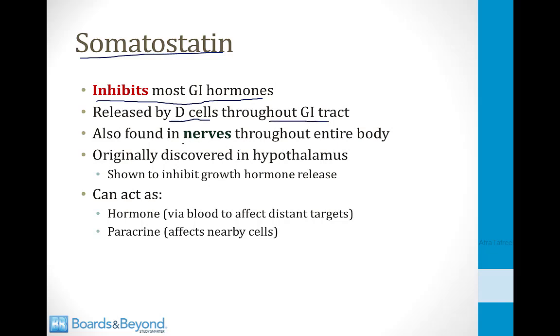Somatostatin is also found in nerves throughout the body, and if you remember this fact, it can help remind you that somatostatin has many effects outside of the GI tract. In fact, it was originally discovered in the hypothalamus, and it was shown to inhibit growth hormone release. Somatostatin can act as a hormone. It can be released into the blood and affect distant targets. It also often functions as a paracrine, which means it affects nearby cells from where it is released.